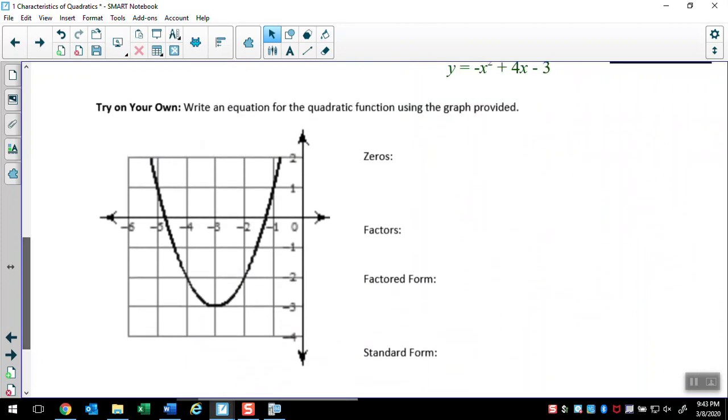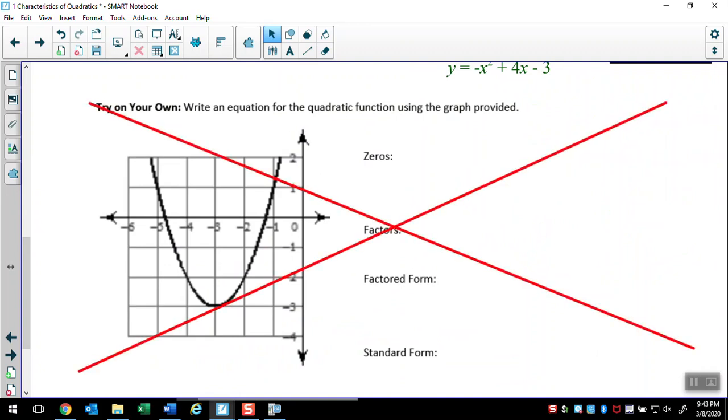This try on your own, cross it off because we cannot identify our zeros right now as it is. So we're just going to cross this one off.